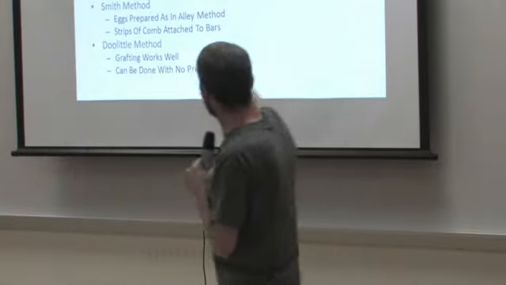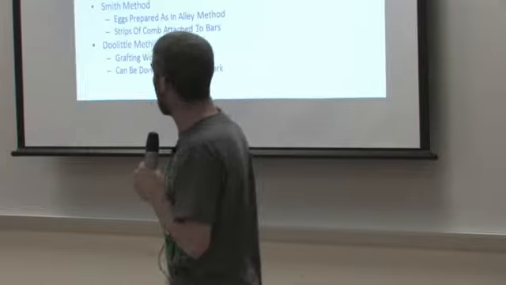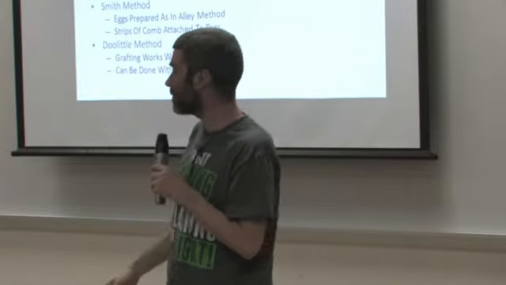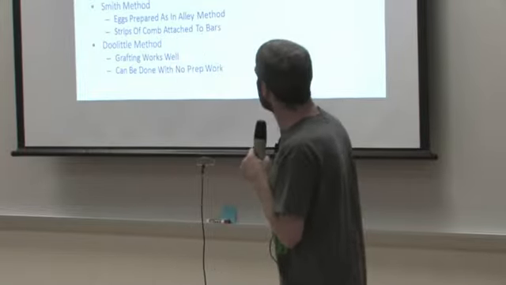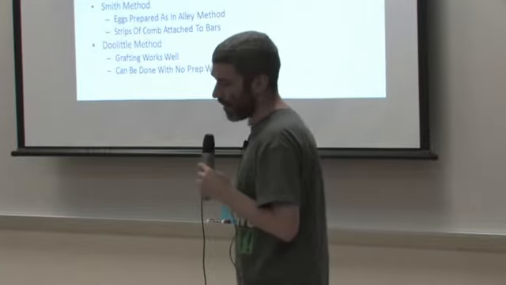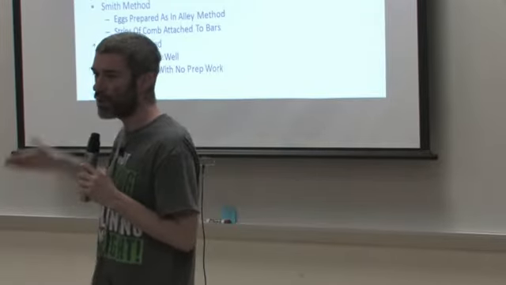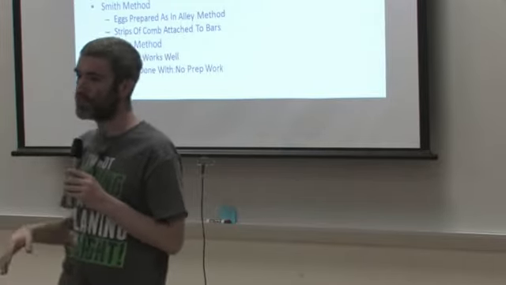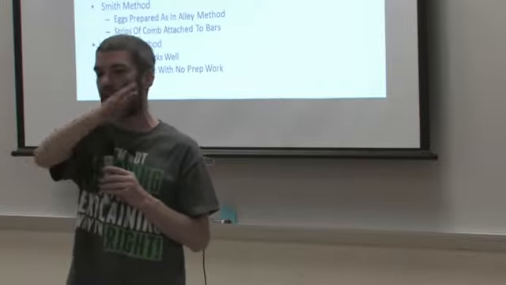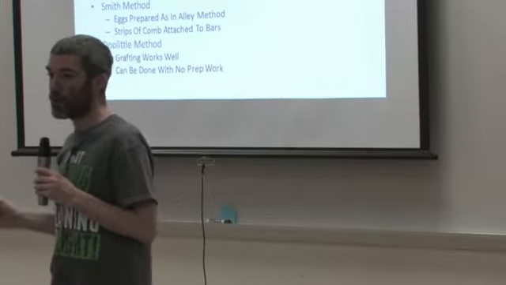So I'm not going to go through all of these methods. This is kind of a history of queen rearing: the Hopkins method, the Miller method, the Alley method, the Smith method, the Doolittle method. Frank Pellet wrote a great book on queen rearing where he did a very good summary of all of these. And when you read these methods, you see that it's actually an evolution of one step at a time to the point where we're grafting.